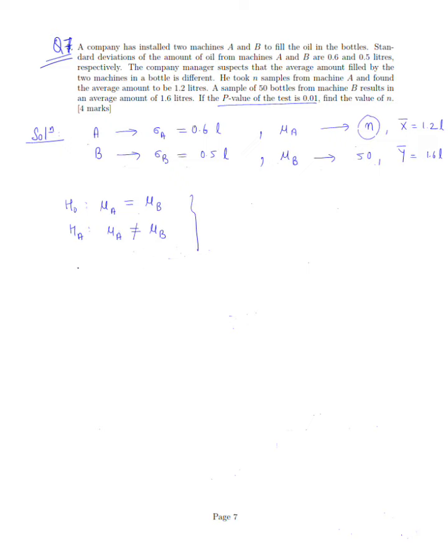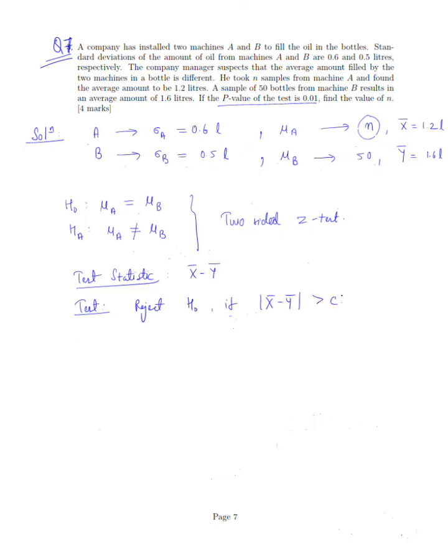So we know this is a two-sided z test. This is the null hypothesis, H naught: mu A equal mu B, and the alternative is mu A not equal to mu B. Let's take the test statistic to be x bar minus y bar. And the test is, we reject H naught if mod of x bar minus y bar is greater than c.